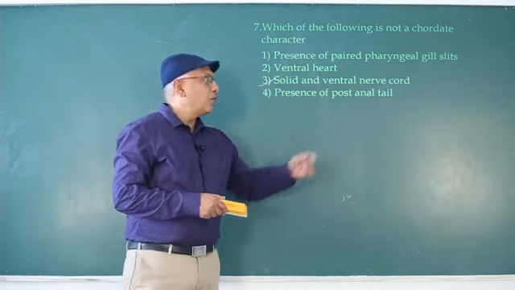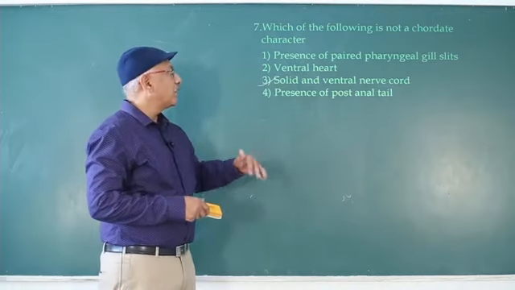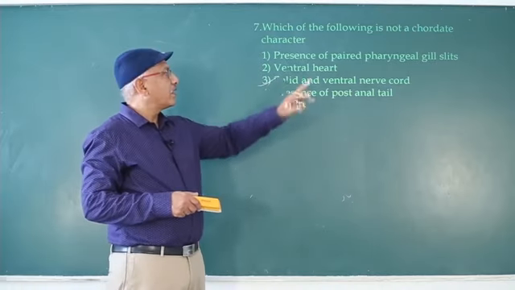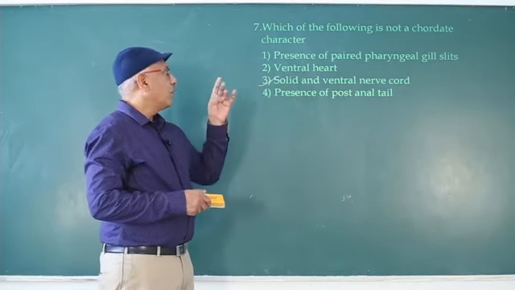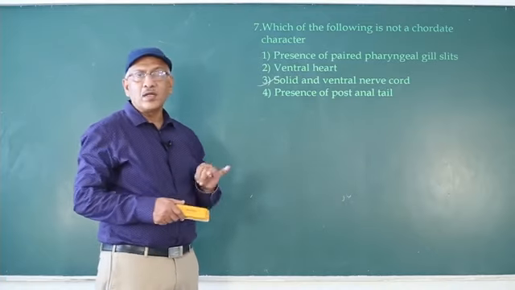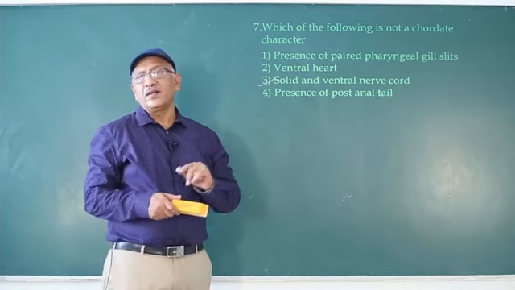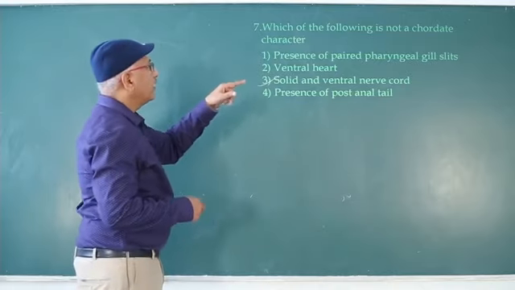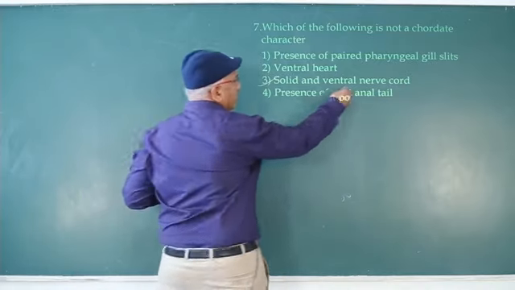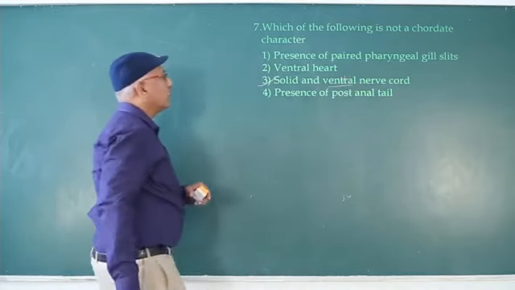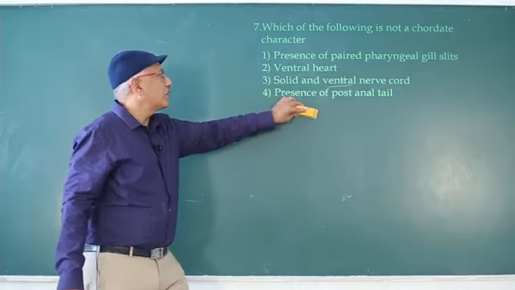Presence of post-anal tail is also a chief chordate character. So the four chief chordate characters are pharyngeal gill slits, ventral heart, dorsal nerve cord and post-anal tail. Here ventral is mentioned, that's why it is wrong. Next question.